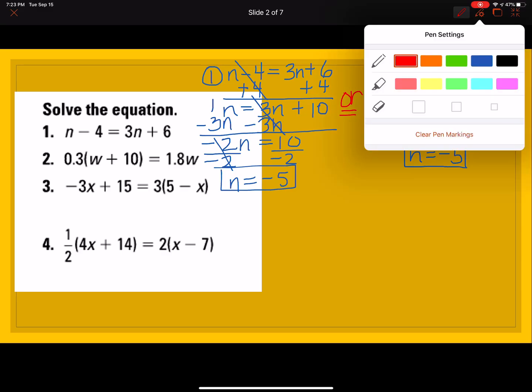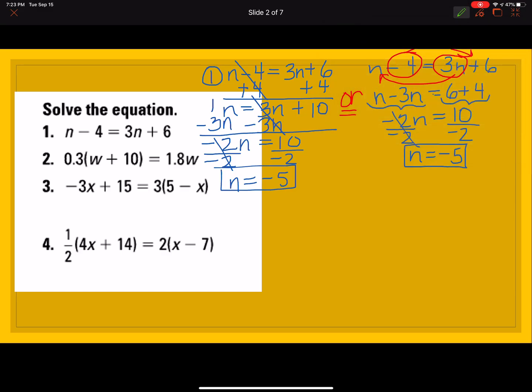Now, looking at number 2, we have parentheses. So outside of the parentheses, I have 3/10 in decimal form, parentheses W plus 10, parentheses, equals 1 8/10 W. The first thing that I need to do is to get rid of those parentheses by distributing the coefficient of those parentheses.